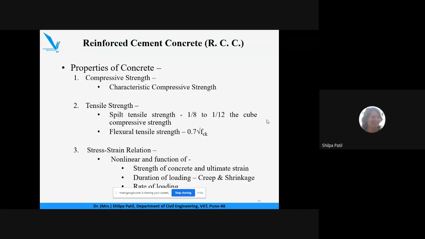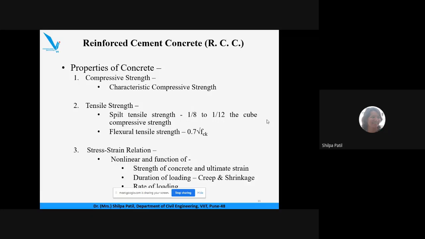So stress strain curves are ultimately used to study the behavior of materials, whether it is concrete or whether it is steel. We have to plot the stress strain relation for both these materials separately, and we have to study its behavior.